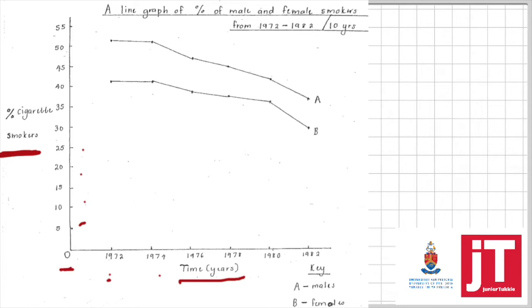Then, you plot your points. Again, your key, A and B. You don't have to use different colors. A is males, B is females. Use a ruler to join your 13 points. Then, what's your heading? A line graph of the percentage of male and female smokers from 1972 to 1982, or in 10 years. Right. That should be easy.